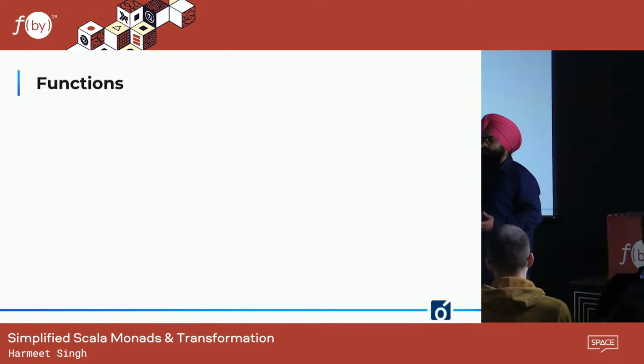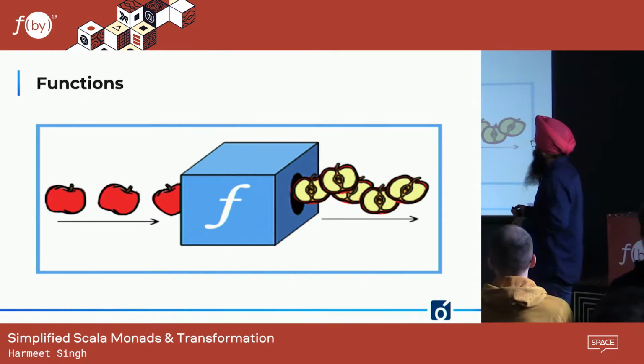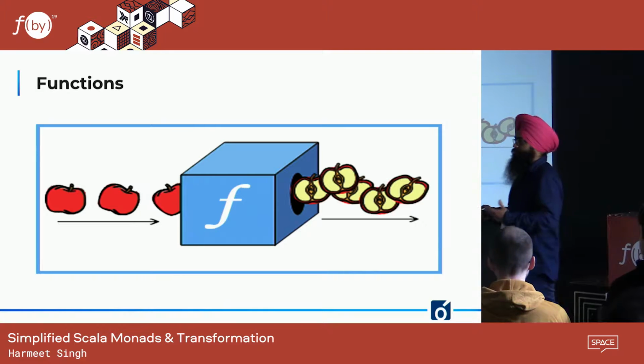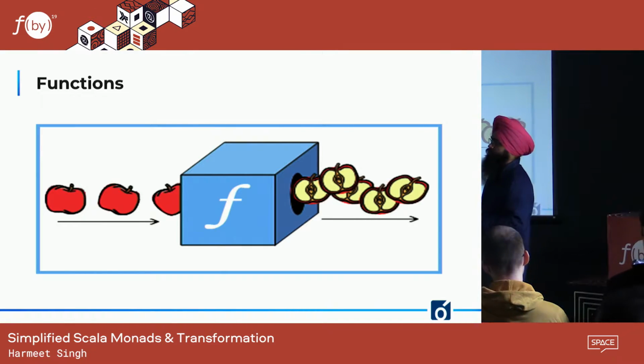Now, what are functions? If you see in this diagram, we have a box, and the box performs some business logic, and that business logic is chopping the apples. The apples are the input, and the output is chopped apples. So that box performed an action as a function.